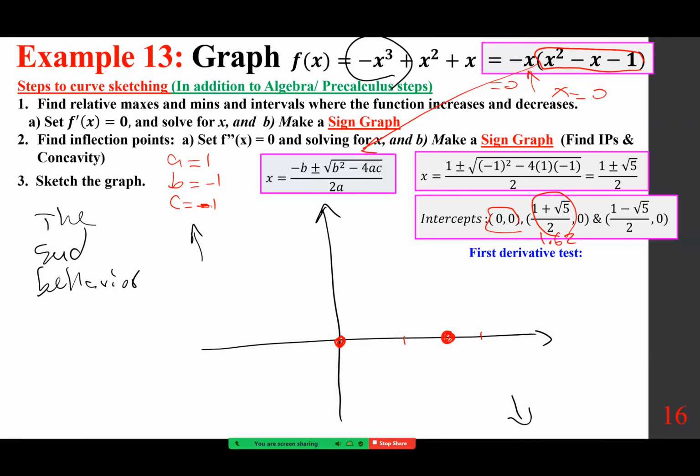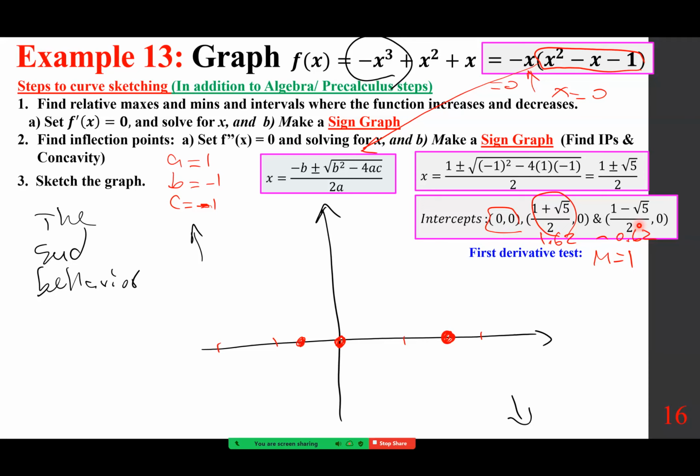And this one is about 0.62, but negative. So here's -1, here's -2. So it's somewhere here. Again, this is not to scale. Each one has a multiplicity of 1. Remember we talked about multiplicity: because this has degree 3 and there are 3 answers, each one has a multiplicity of 1.